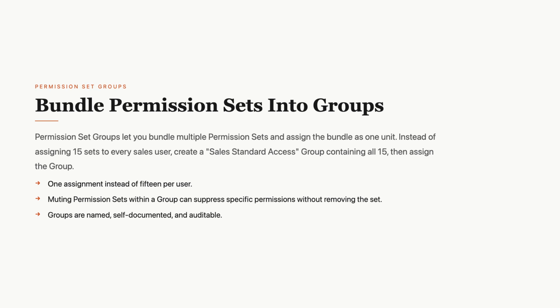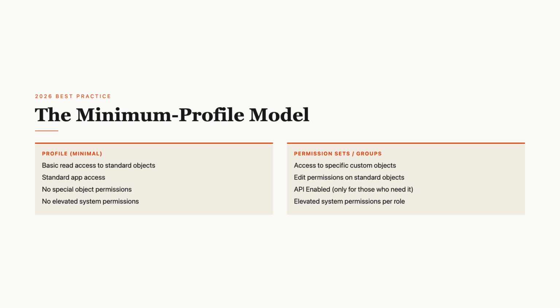Permission set groups were introduced to make the permission set model manageable at scale. Instead of assigning 15 individual permission sets to every sales user, you create a permission set group called Sales Standard Access. Include all 15 sets in the group and assign the group, one assignment instead of 15. Groups also let you mute specific permissions from a set without removing the set, using a muting permission set within the group. This level of control was not possible with the profile model.